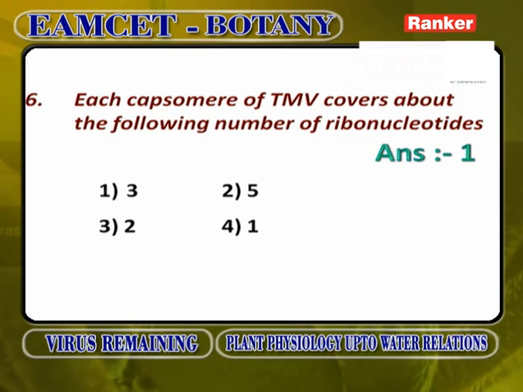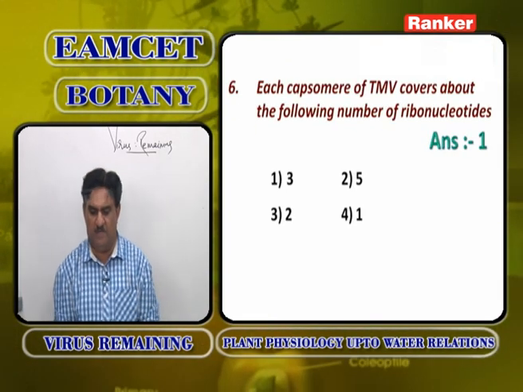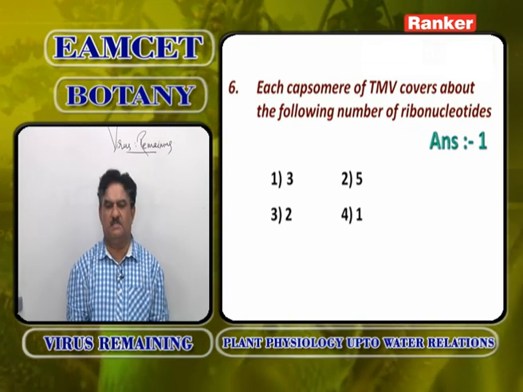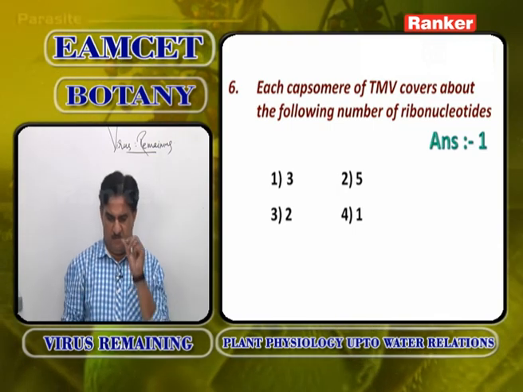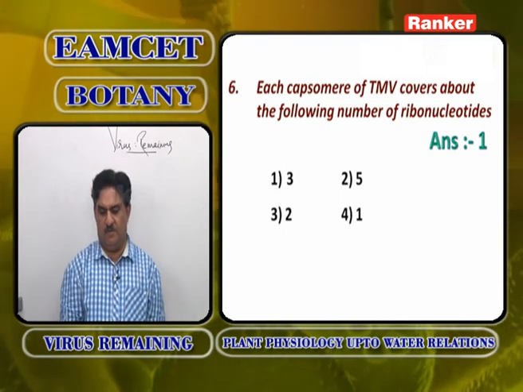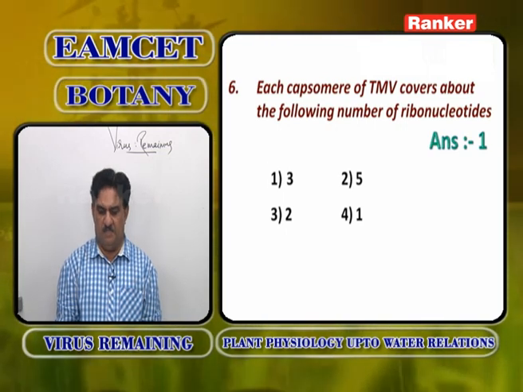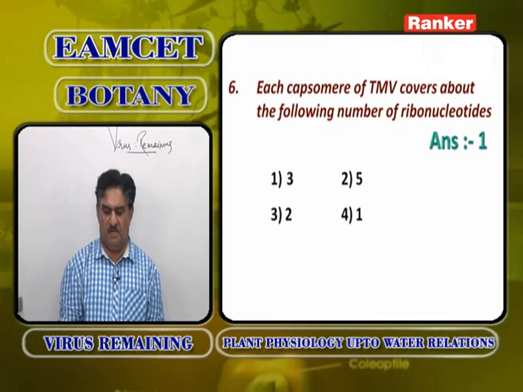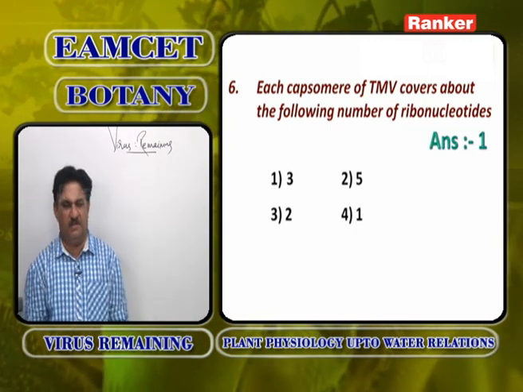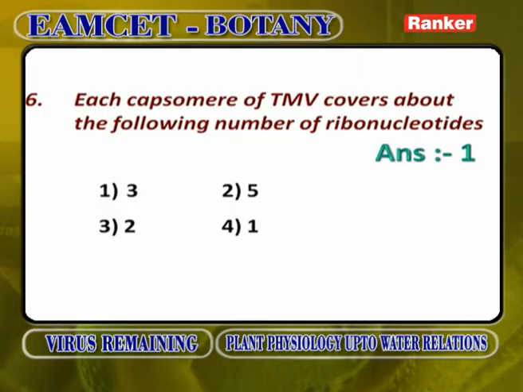Next. Each capsomere of tobacco mosaic virus covers about the following number of ribonucleotides. Ribonucleotide number is 6500. The capsomere number is 2130. So, it is around 3. So, the answer is 3. Each capsomere of tobacco mosaic virus covers around 3 ribonucleotides. First option.